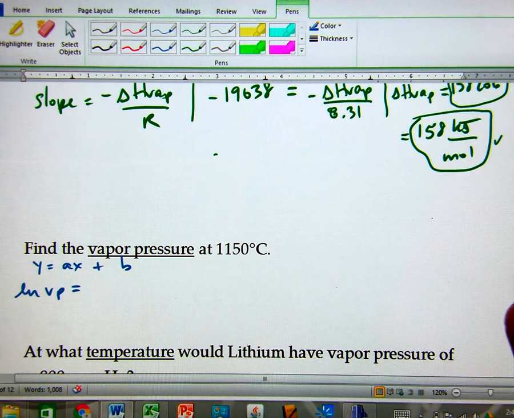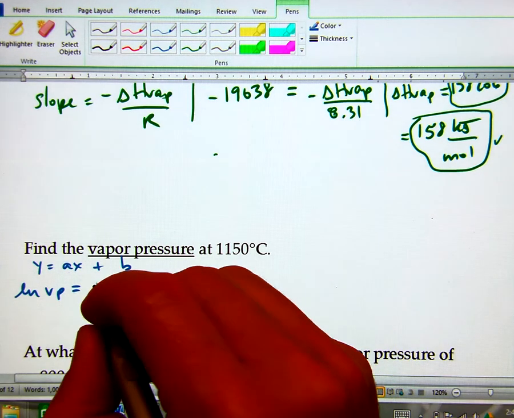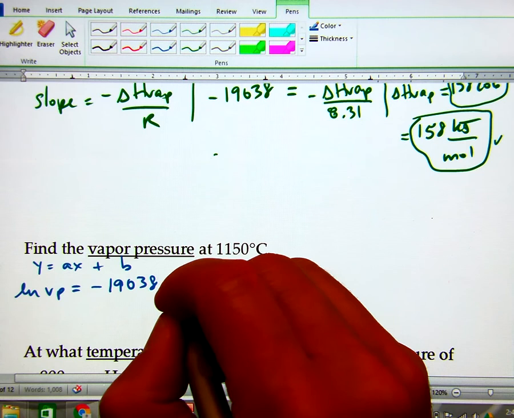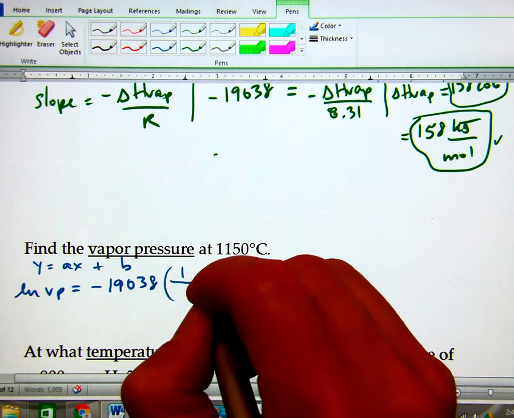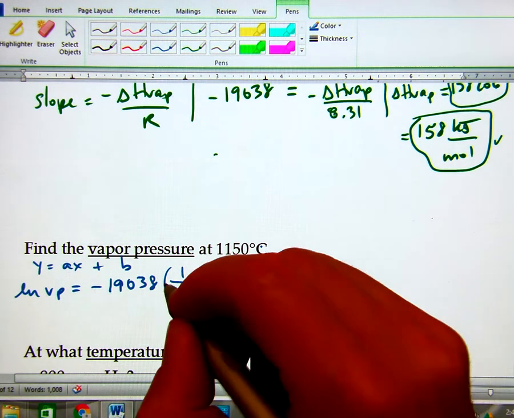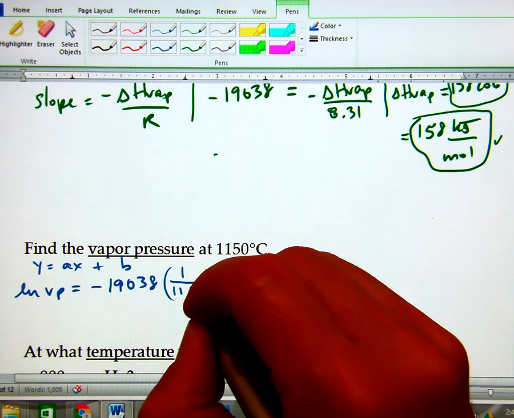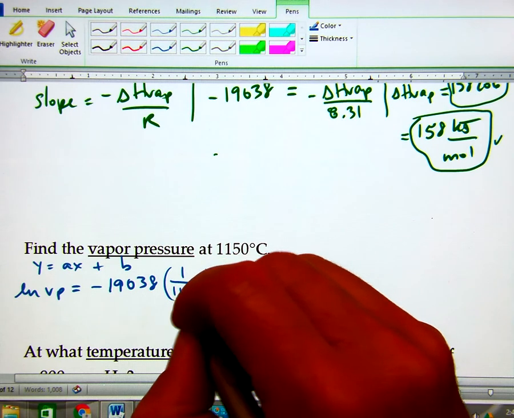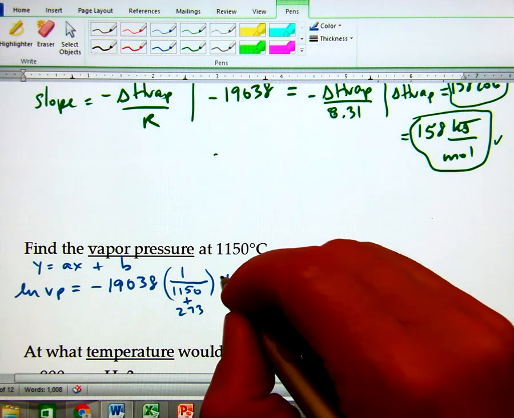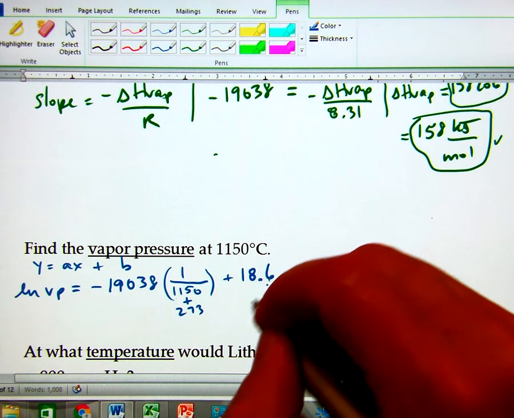The ln of Vp equals the slope. The slope, remember, was negative 19,038, so negative 19,038. The temperature is 1 over Kelvin for the x value, but you have to change this into Celsius. Sorry, to Kelvin. So 1150 plus 273 will be your temperature, and then you're going to have your intercept, which is 18.6.